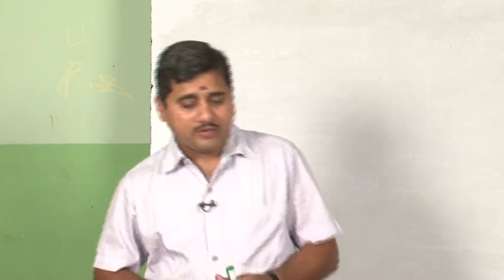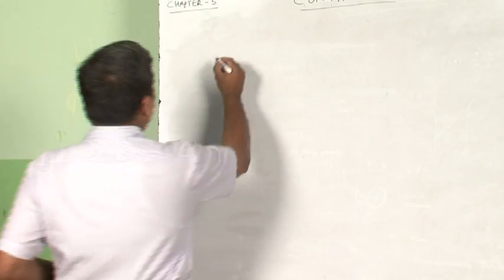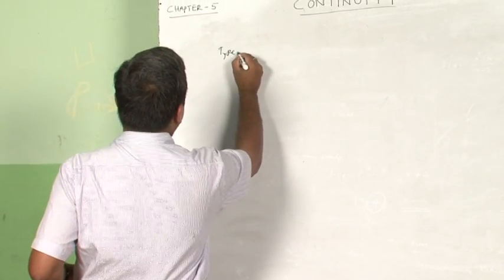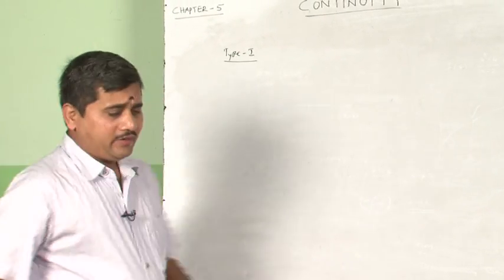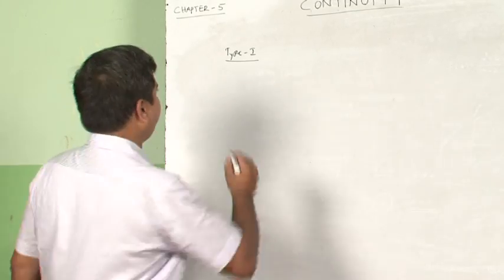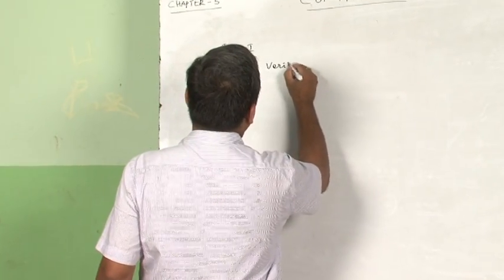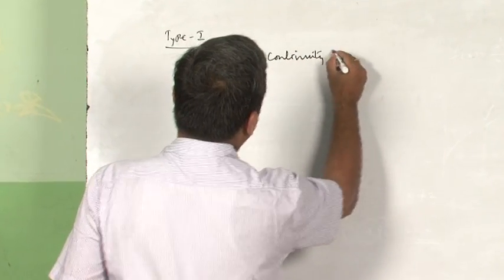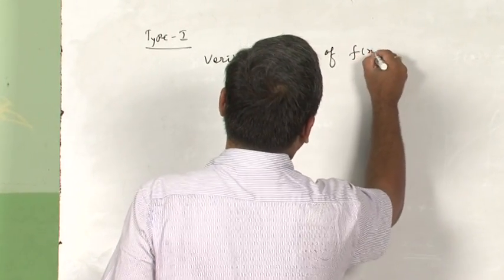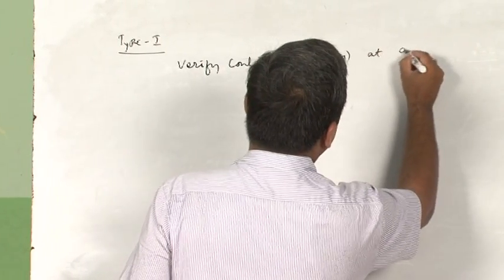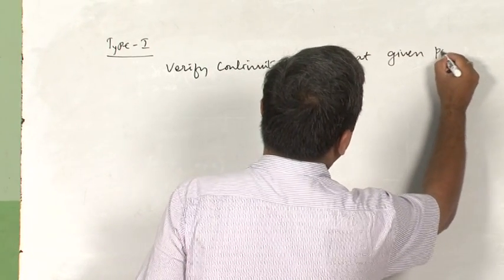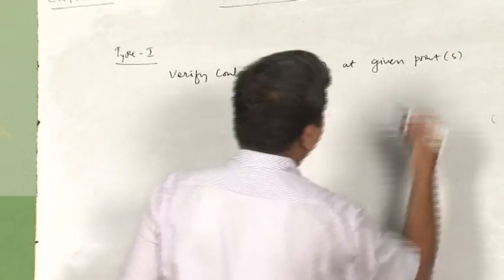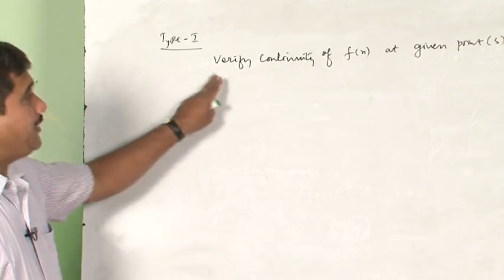Well, dear children, we will be taking a few problems now on type 1 model. What exactly are we going to study in type 1? In type 1, we are going to verify the continuity of function f of x at some given points or point, whatever it is. This is exactly what we are going to verify.